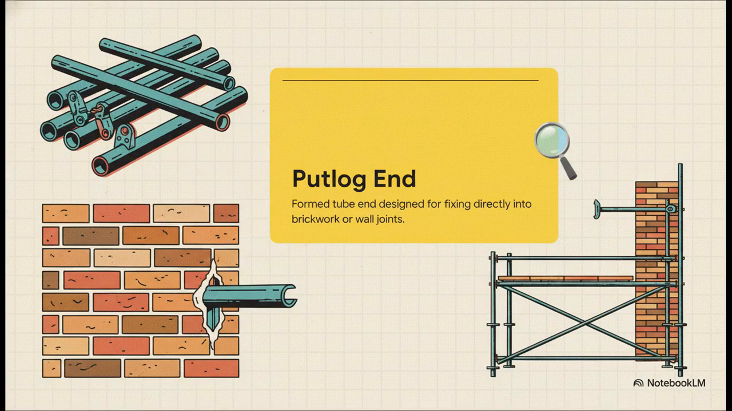So how exactly does it plug into the wall? Well, it uses a pretty fascinating piece of hardware called a put-log end. It's a specially formed flattened tube end, which can sometimes be a detachable fitting, designed specifically to slide directly into the brickwork or masonry joints of a wall. It literally allows the building itself to carry half the weight of the temporary working platform.